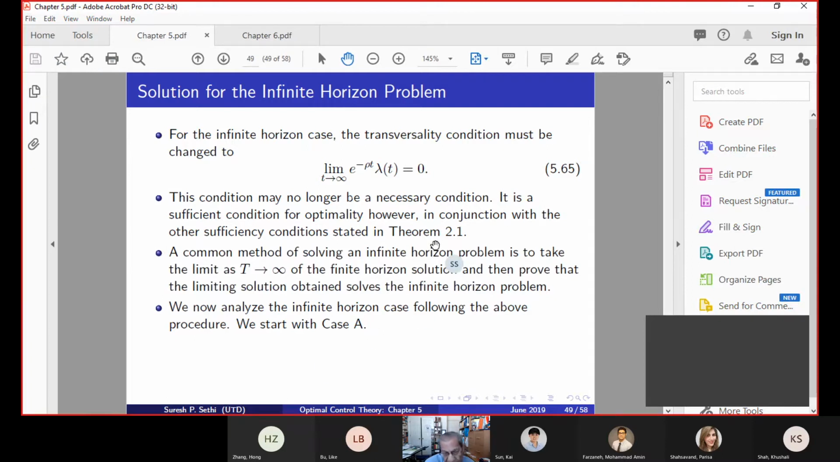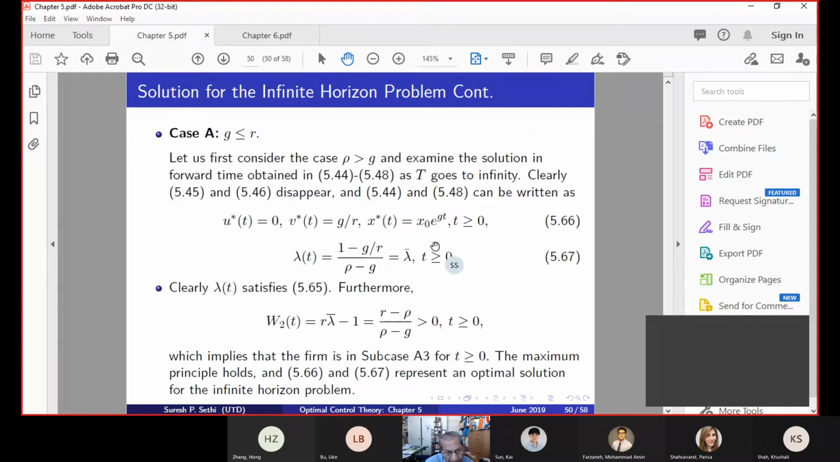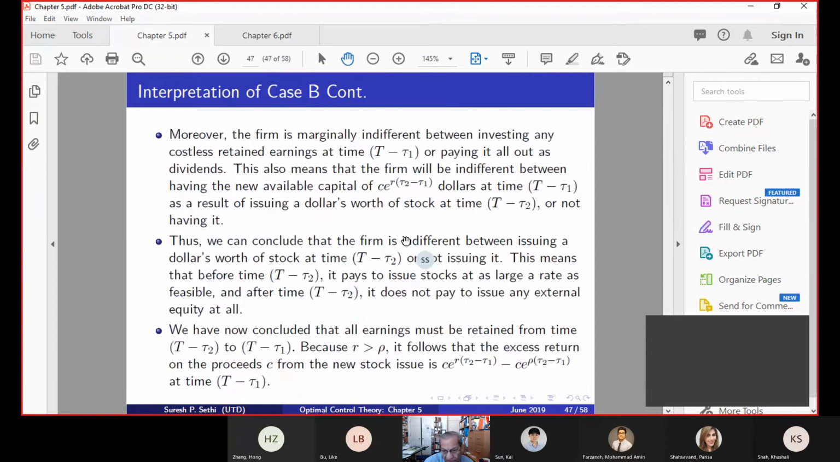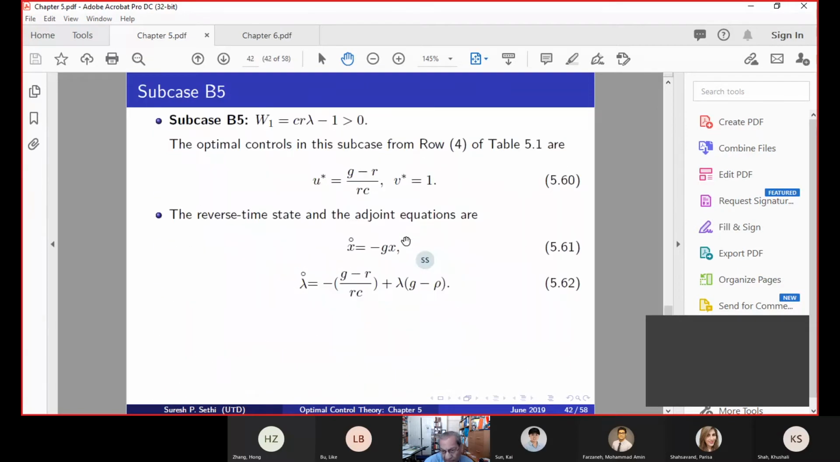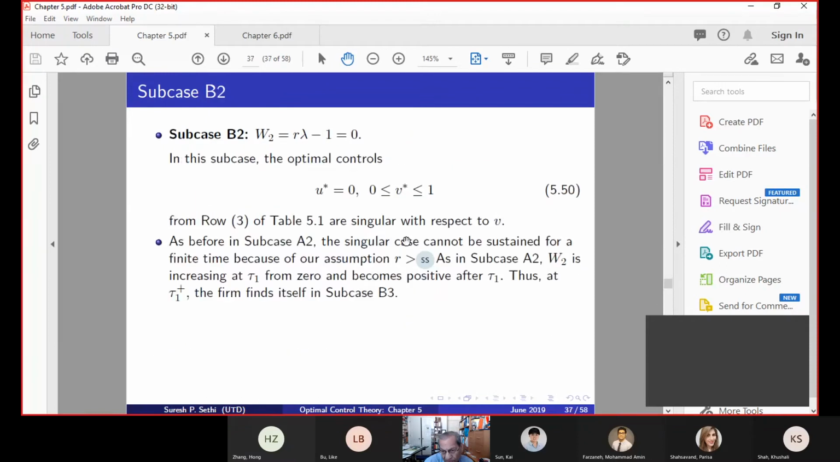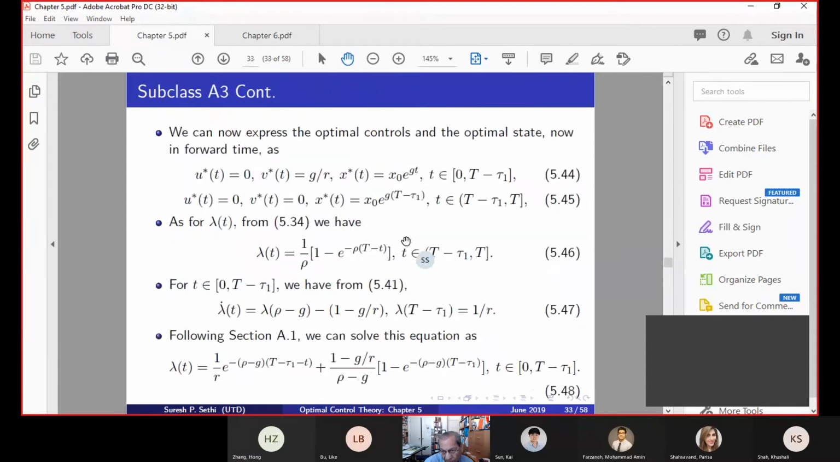So let's see what happens in case A. So in case A, G is less than R. And we consider first the case rho bigger than G, because there were two cases in case A, remember, and when we analyze that, subcases. Examine the solution in forward time from 5.5 to 5.8. So what we have are those equations. So what we are doing now, if you look at this, you're taking the limit as t goes to infinity of these equations. We have a solution of these here. So we can let t go to infinity.